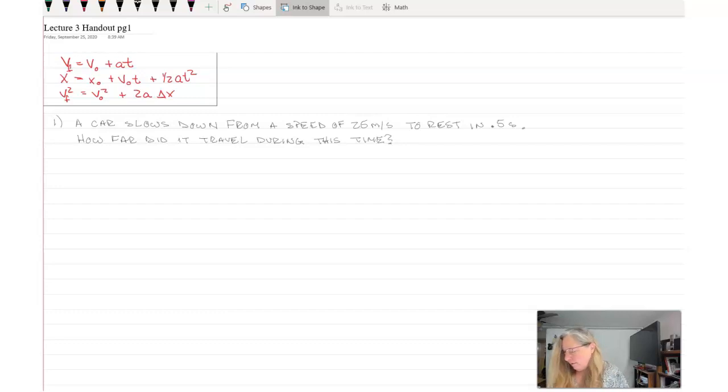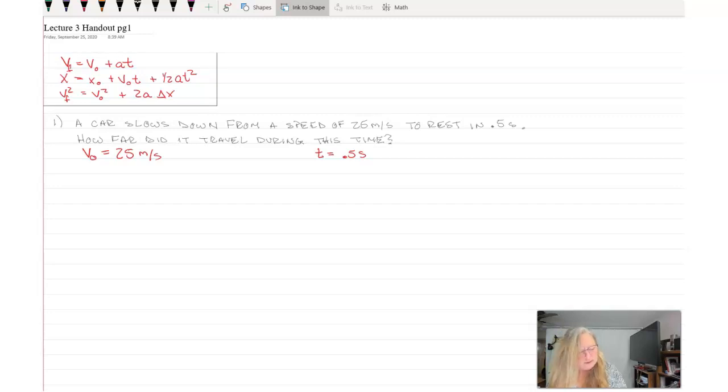And the very first one is a car slowing down from a speed of 25 meters per second, and it comes to rest in a half of a second. How far did the car travel during that time? Okay, so let's see first what we have. I have a v initial, so I have v naught, then is going to equal 25 meters per second. And I am definitely given time equals 0.5 seconds.